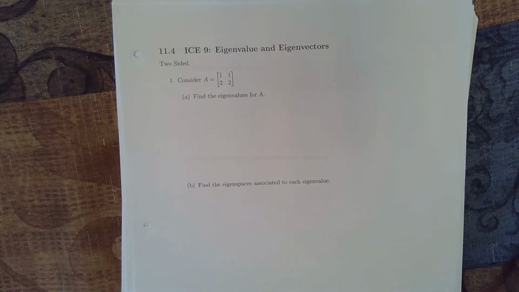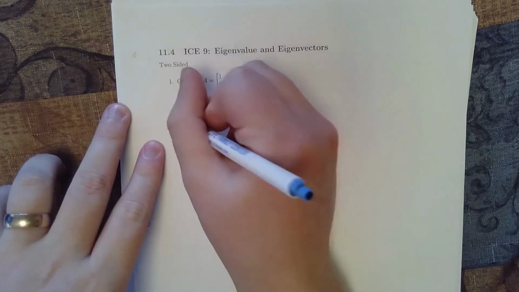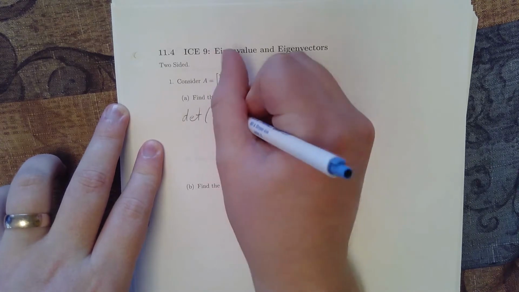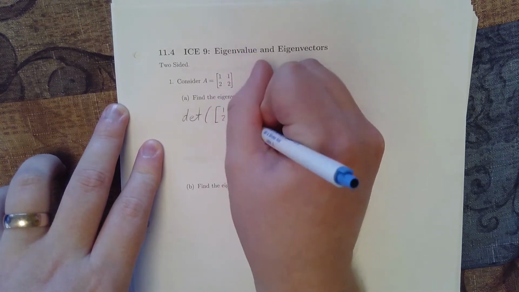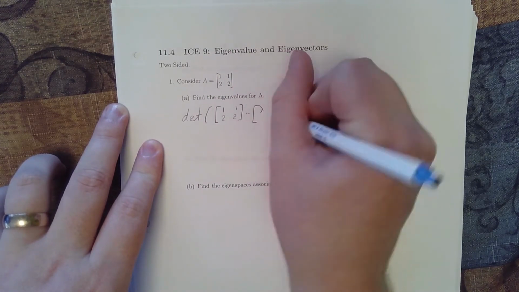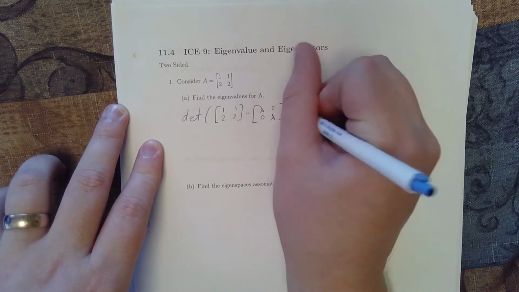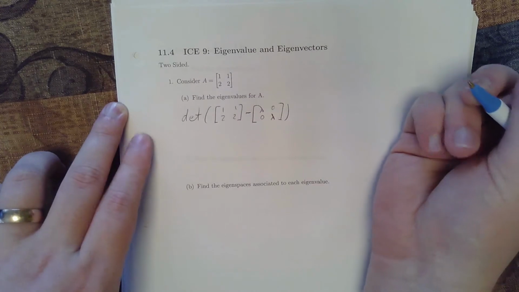Alright, so let's go ahead and try to find some eigenvalues and eigenvectors. So first, let's go ahead and try to find the eigenvalue. So that'll be the determinant of our matrix A, [1, 1; 2, 2], minus lambda times the identity, so lambda, 0, 0, lambda, which we'd like to set equal to 0.